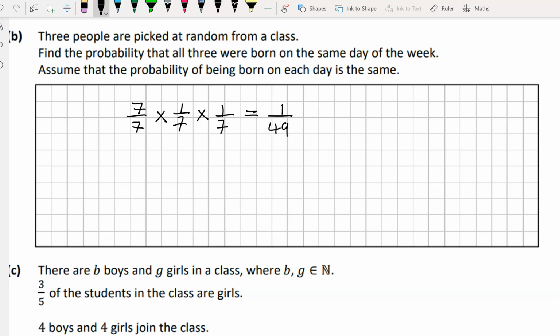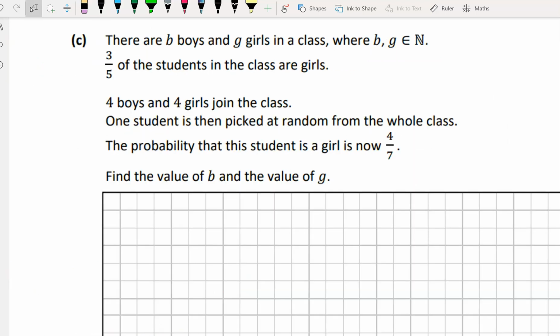Part C. There are B boys and G girls in the class, where B and G are elements of the natural numbers. 3/5 of the students in the class are girls. 4 boys and 4 girls join the class. One student is then picked at random from the whole class. The probability this student is a girl is now 4 out of 7. Find the value of B, find the value of G.